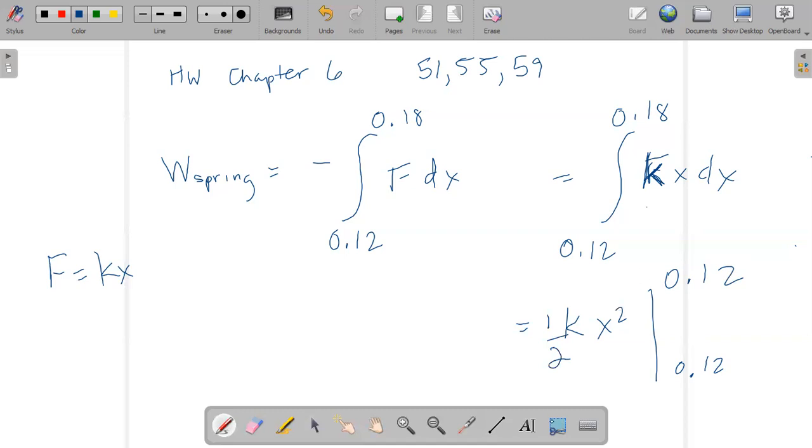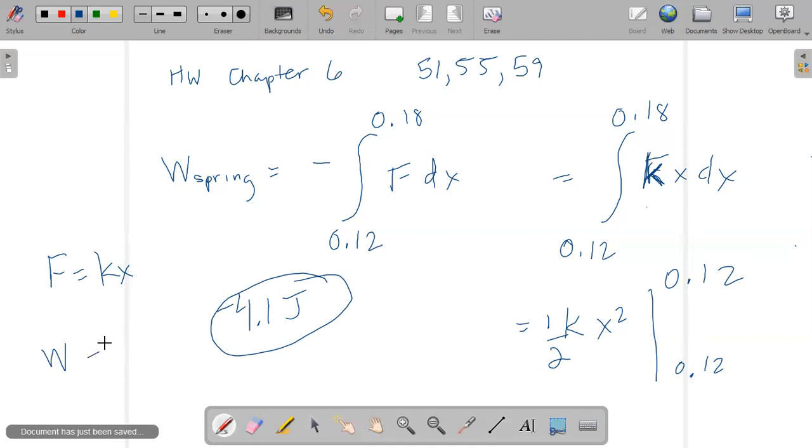All right, so if we do that math, we're going to get negative 4.1 joules. And we know that the work done by a spring is negative 1/2 kx squared. That's a formula, and we just proved it with calculus here. All right, and that concludes the homework from chapter 6.